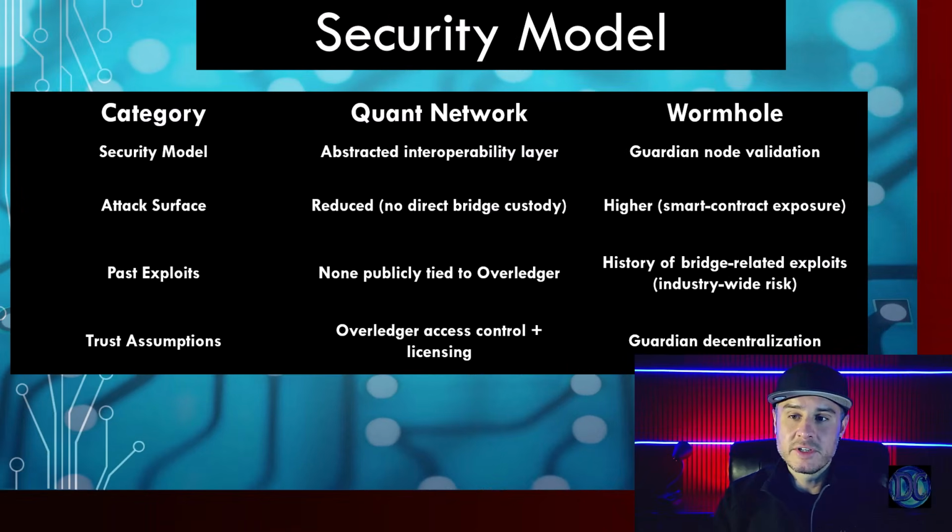So for Quant, they're good. They haven't had that exposure, whereas Wormhole has had that exploit. But I want to point out that Wormhole did have an issue back in 2023, but they actually paid everybody back the next day, which is pretty much unheard of in the crypto space. They were on top of it. They got exploited. They fixed that problem right away. They learned from it, and they built and developed further from that point. That was 3 years ago, so keep that in mind. So go back to the security model. We have trust assumptions, where Overledger for Quant is access control and licensing, and where Wormhole is guardian decentralization.